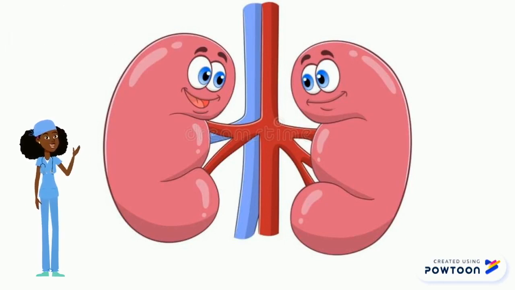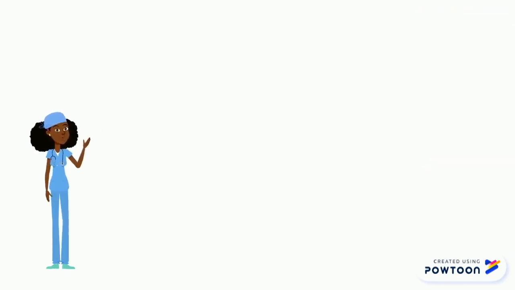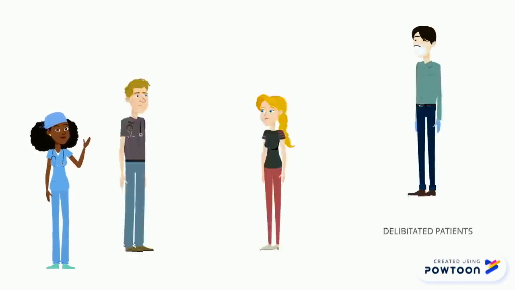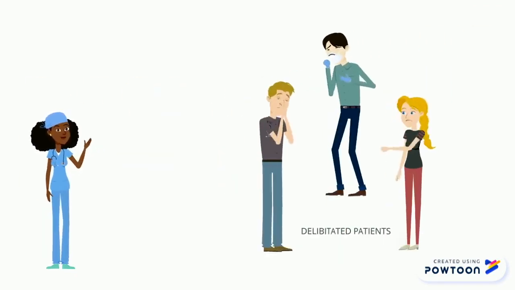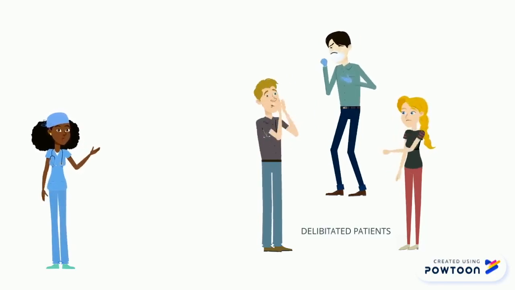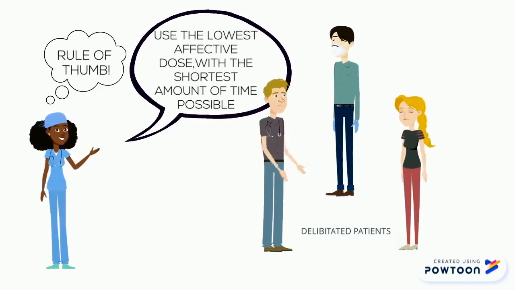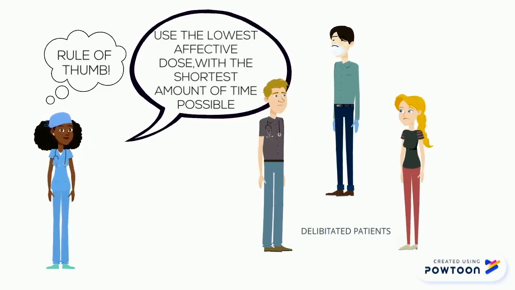Also, NSAIDs such as naproxen can promote sodium retention through a mechanism associated with your kidneys. So, this could be a problem in people who have heart failure as well as people who have increased blood pressure. Lastly, I would like to mention that debilitated patients may handle side effects less well, so for these individuals, the rule of thumb is usually to use the lowest possible effective dose for the shortest amount of time possible.